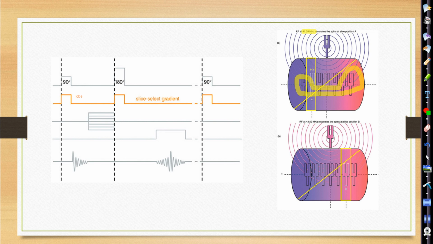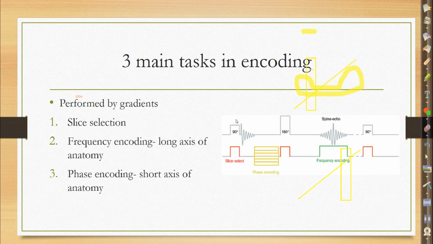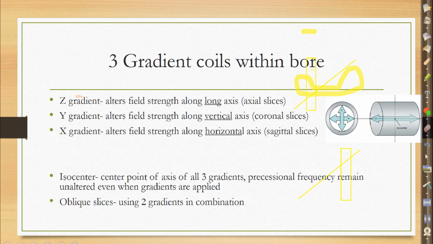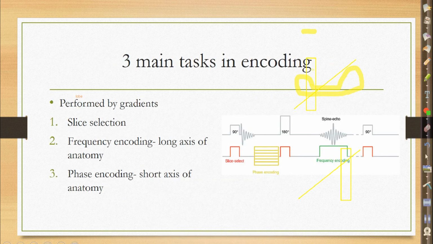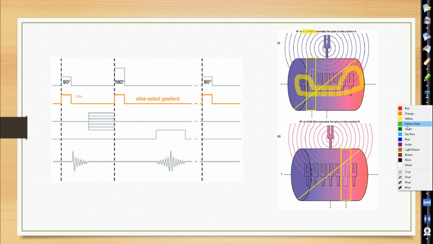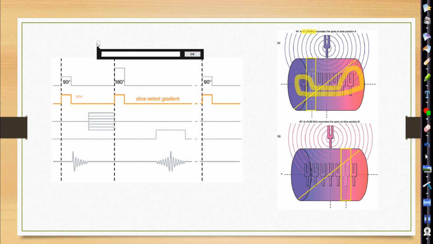So going back to this diagram, this is actually combining all of the gradients onto one line. That's not a true representation of what a pulse sequence diagram looks like. This is what a pulse sequence diagram actually looks like. So I'll type up here, this is, once again, pulse sequence.